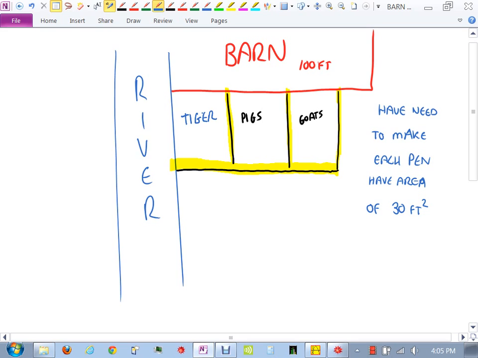The idea is just that we don't need fence along there, okay? Or if you don't want to make this too confusing, let's just make this the other part of the barn. The barn makes an L shape or something. Okay, so we don't need fence up against there.